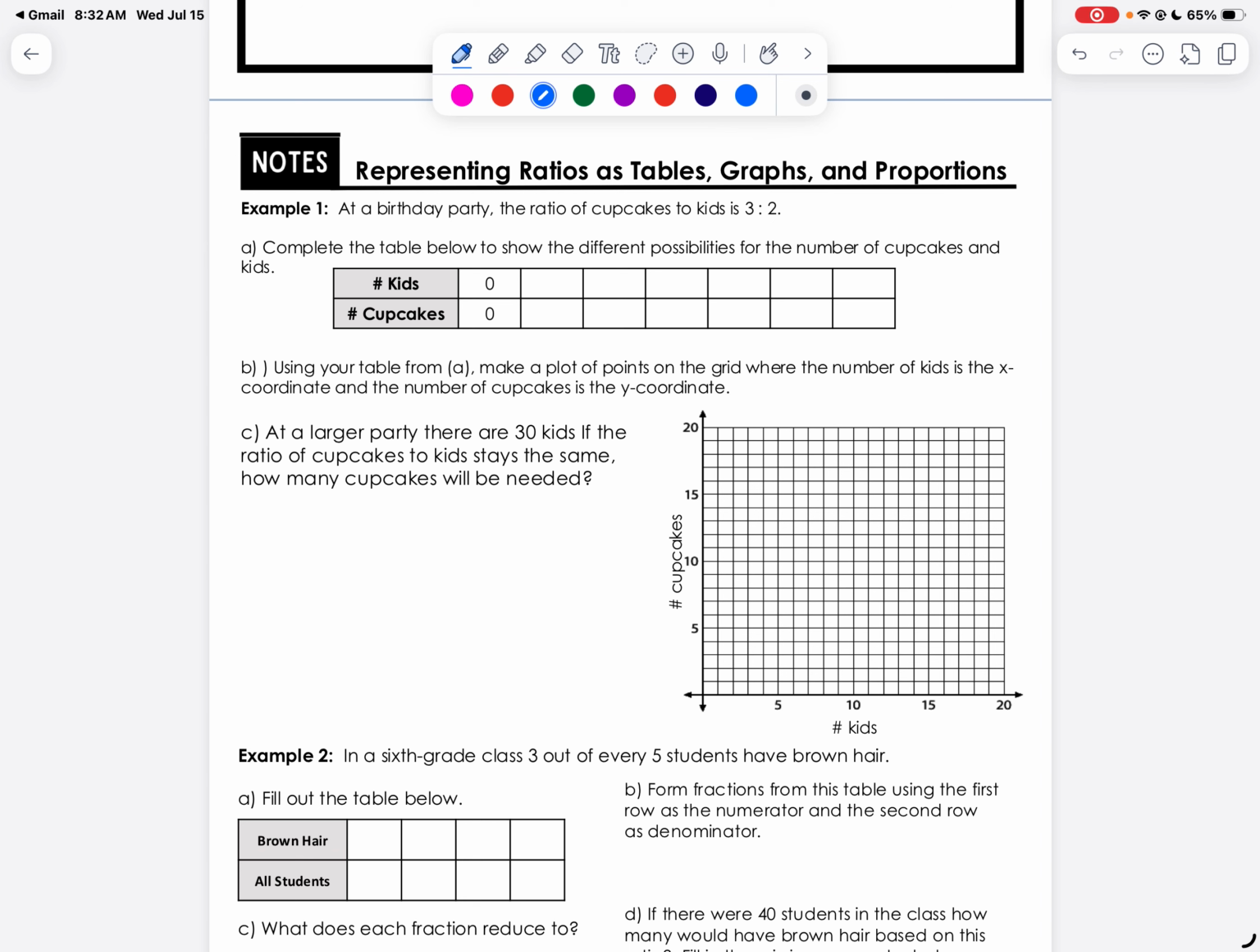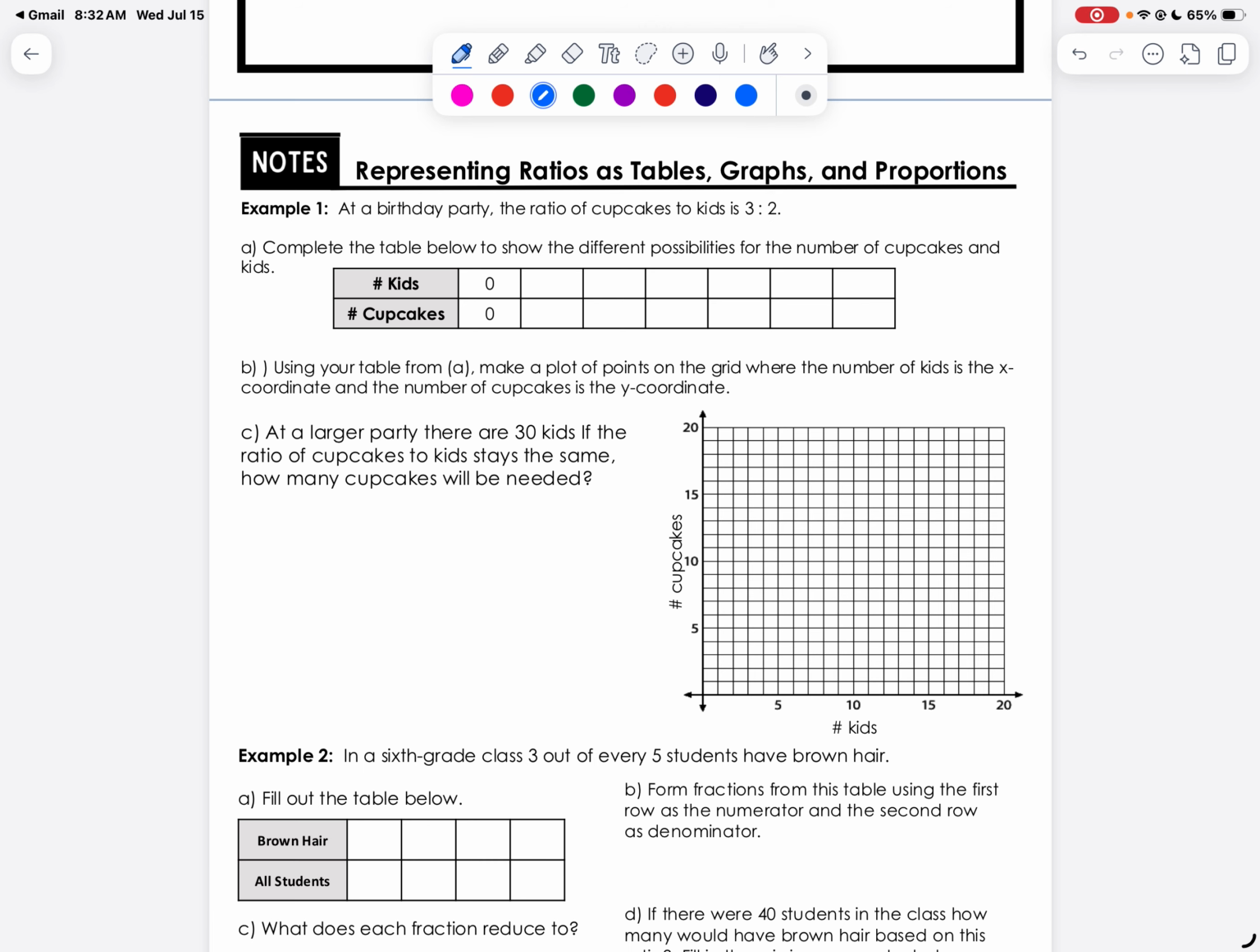Hello, and welcome to another lesson from Level Up Mathematics. In today's lesson, we will be representing ratios as tables, graphs, and proportions. Now, you're already pretty familiar with using tables to represent ratios, but today we'll be adding on graphs and proportions.